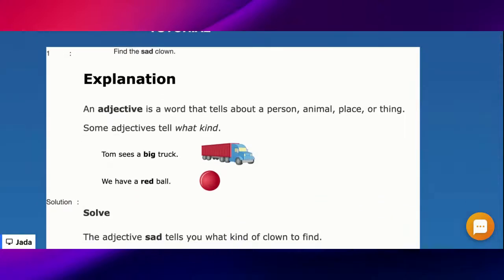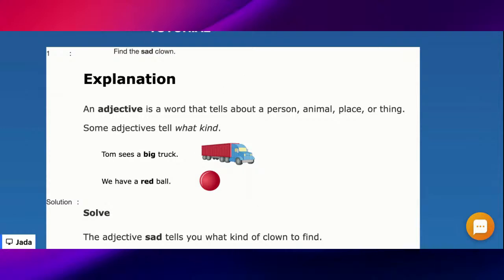Some adjectives tell us what kind. For example, what kind of truck is this? What kind of cup is this? What kind of dress is this? So that's how the adjective tells us what kind. It could be like, I like your shoes. What kind of shoes are those? So there's a specific adjective attached to them.